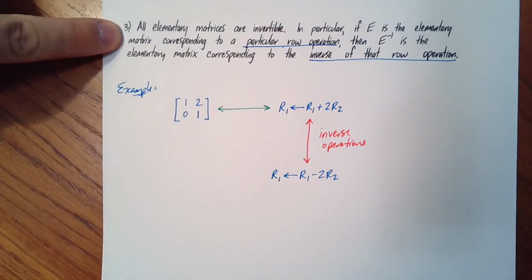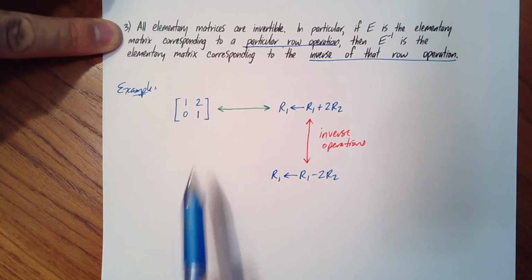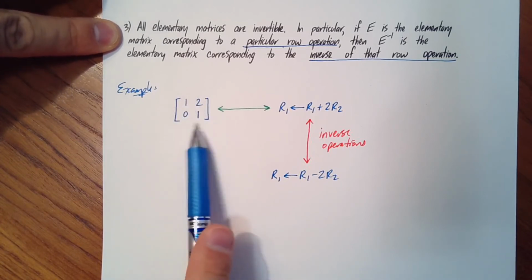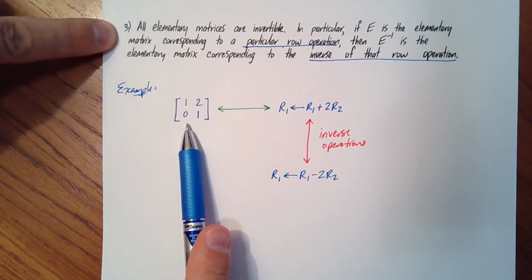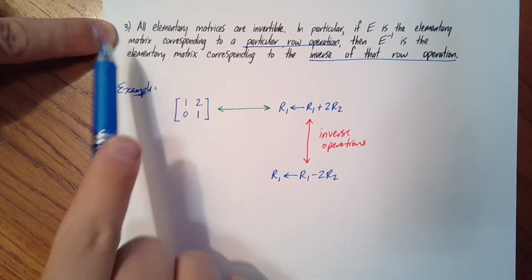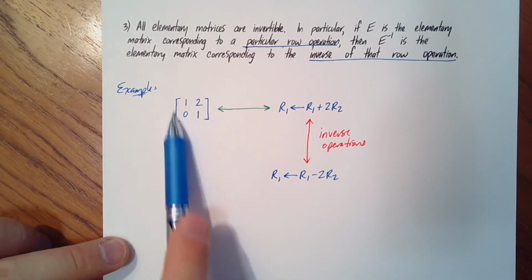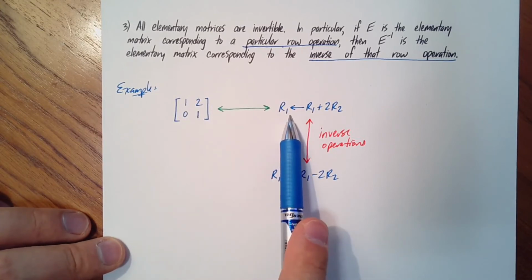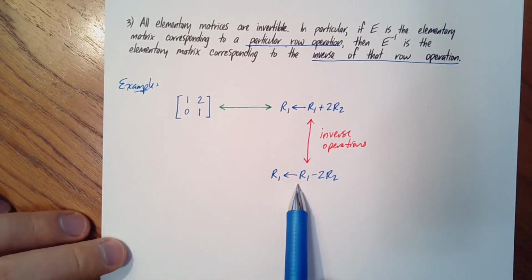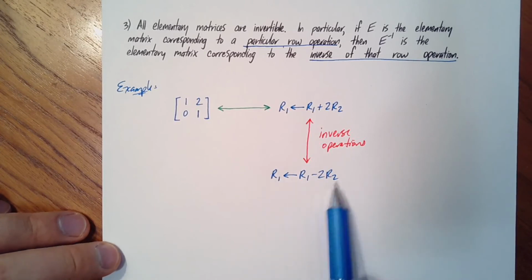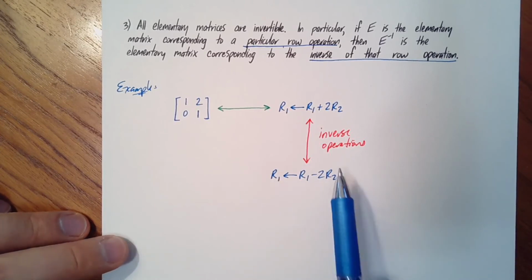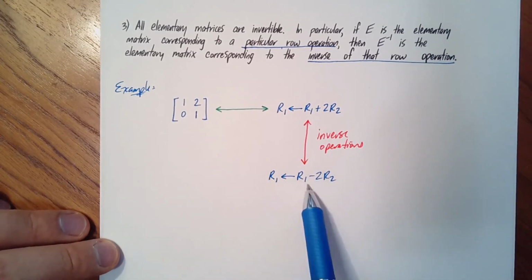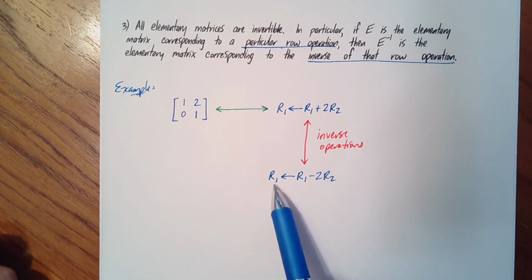Now, what this remark is saying, first of all, is that because this is an elementary matrix, it's guaranteed to be invertible. And also, a way we can find the inverse of this matrix is to first convert it to a row operation, find the inverse of that row operation, and then, since this is an elementary row operation, find an elementary matrix that corresponds to it.